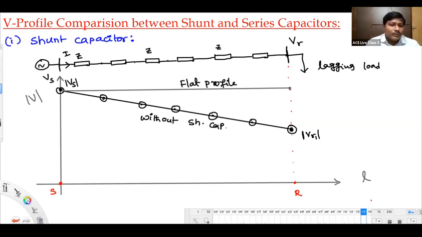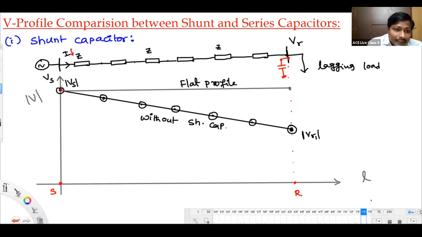Just listen now. I am adding a shunt capacitor bank here. After adding the shunt capacitor bank at the receiving end side, what will happen to the current value? All of you, please tell me. Decreases, no? The current value will definitely decrease. Yes or no? That's what we have shown in the phasor diagram also. Current value decreasing.